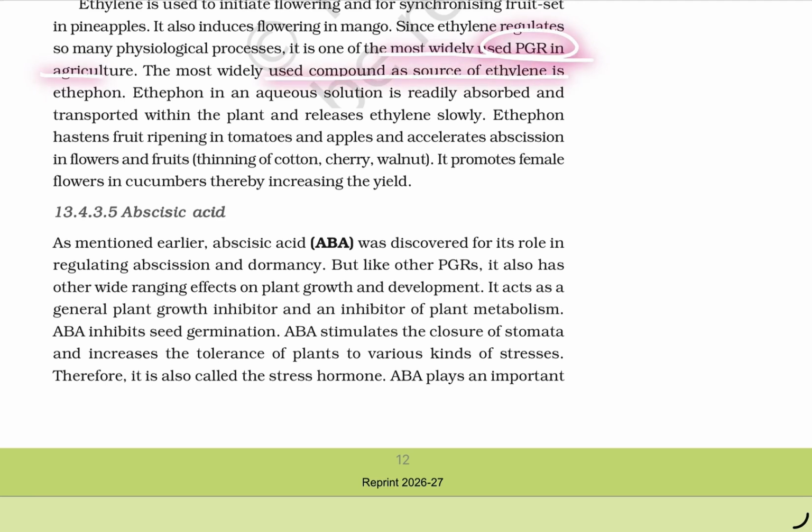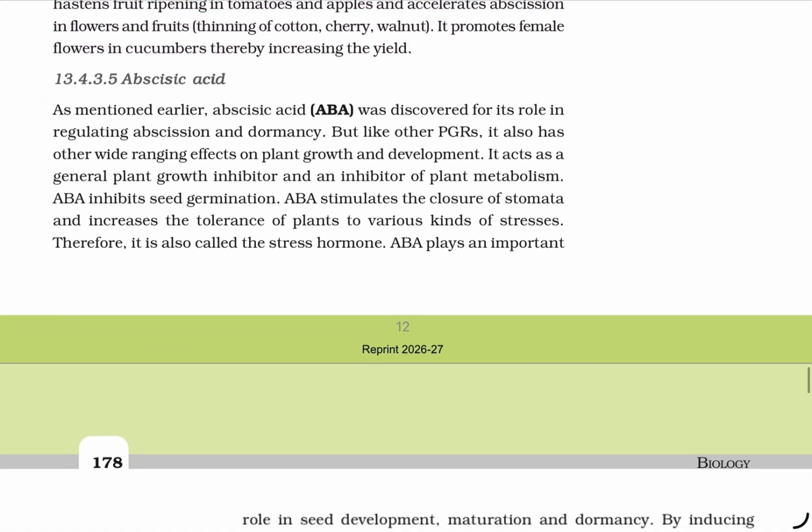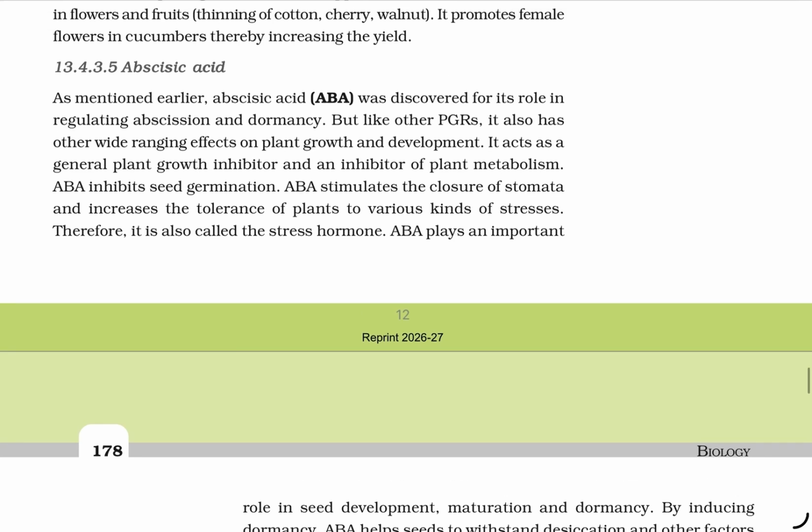The most widely used compound that is a source of ethylene is ethephon. Ethephon is an aqueous solution which is readily absorbed and transported within the plant and releases ethylene slowly. Ethephon hastens fruit ripening in tomatoes and apples and accelerates abscission in flowers and fruits. It helps in thinning cotton, cherry and walnut. It promotes female flowers in cucumber, thereby increasing the yields.